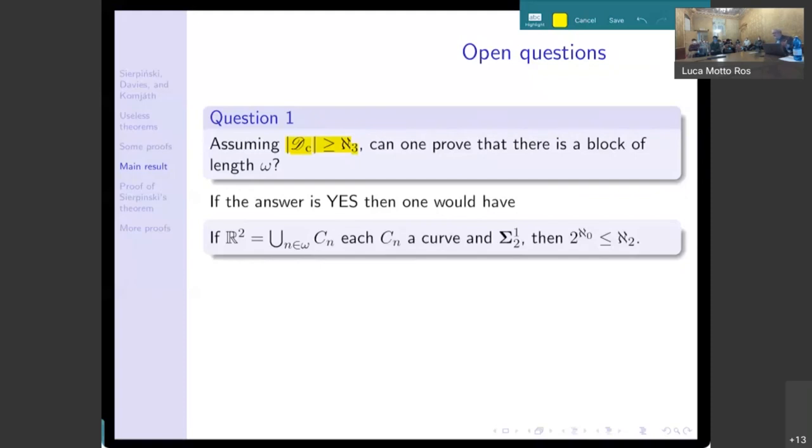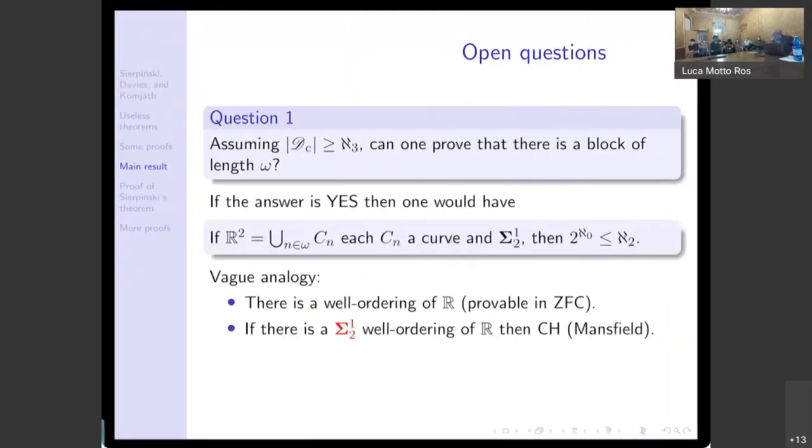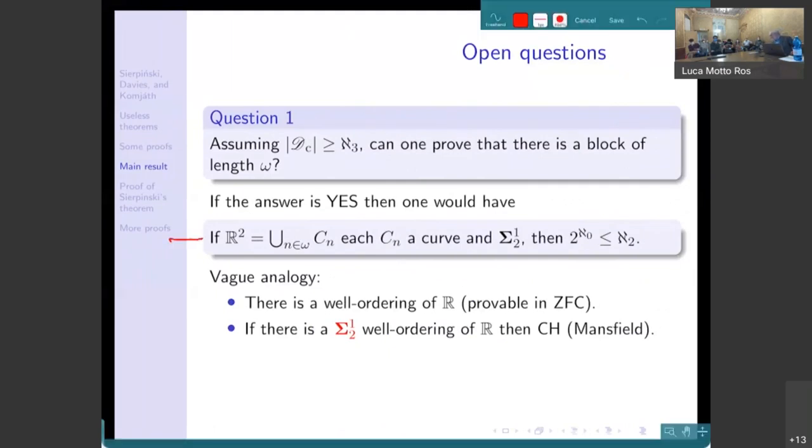It seems like a doable question. If the answer is yes, then one would add that if R2 is covered by sigma 1, 2 curves, then... because one can modify the other proofs. And why do I find this question interesting?